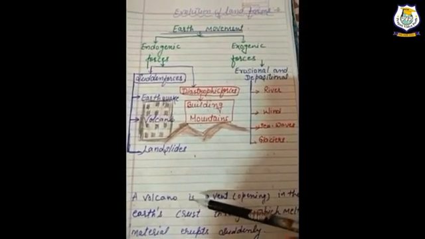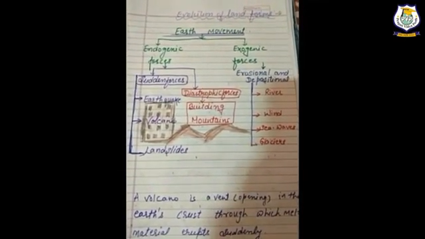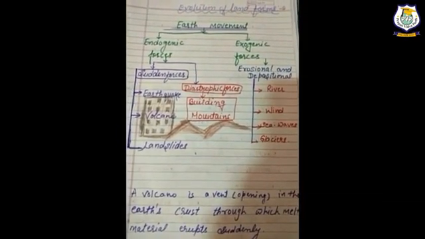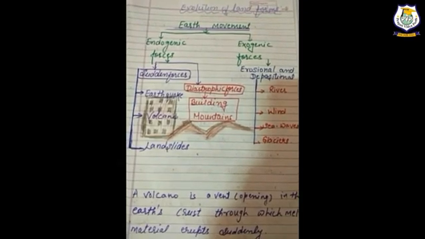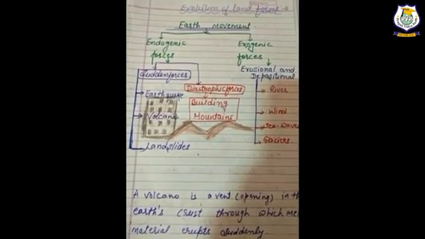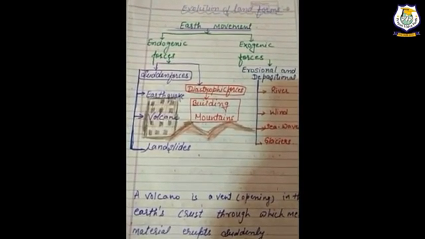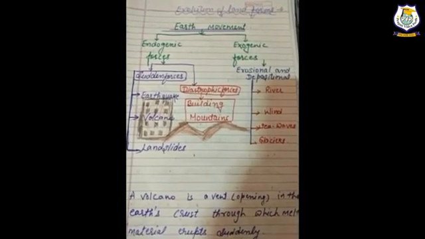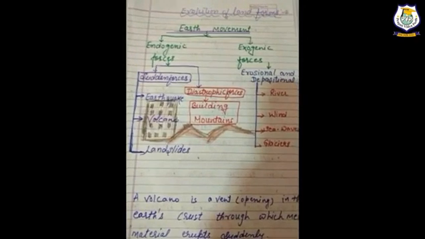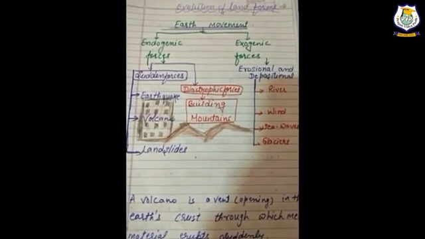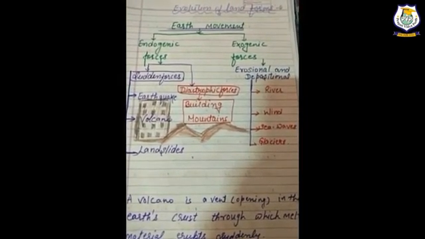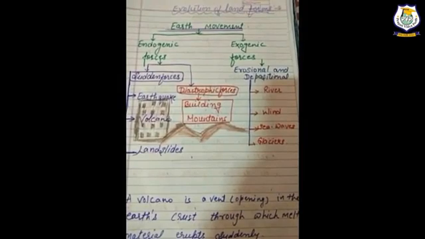The first one comes to the volcano. A volcano is a vent opening in the earth's crust through which molten material erupts suddenly. Volcanoes are divided into 3 types. The first one is the active volcano. It is the one in which continuous activity occurs and eruptions can take place any time. For example, Mauna Loa in Hawaii and Stromboli in Italy.